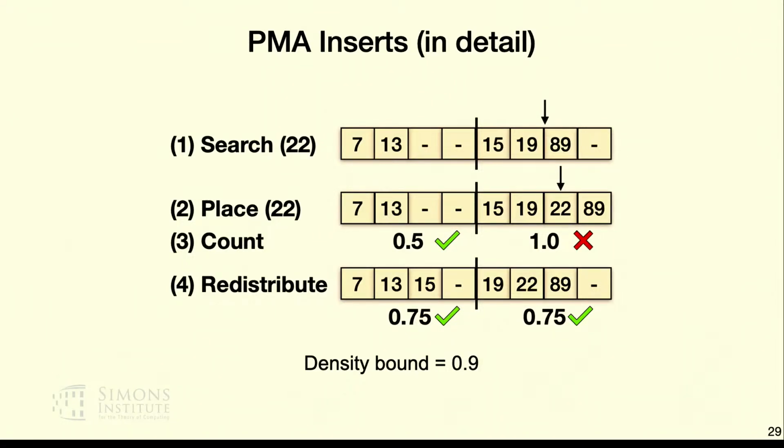You put some of the elements from the overfull segment into the less full segment. So now 15 moved here, and both of them are happy. So that's how point insertions work in PMA. This is an example for 2 segments, but if your array is of arbitrary size, then you basically build a binary tree on these segments, and that's how you do the redistribution. So it is not clear how to do tree union in arrays, because there's no pointers in this insertion.